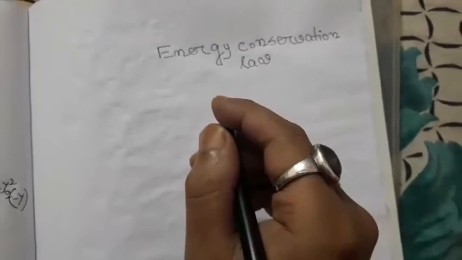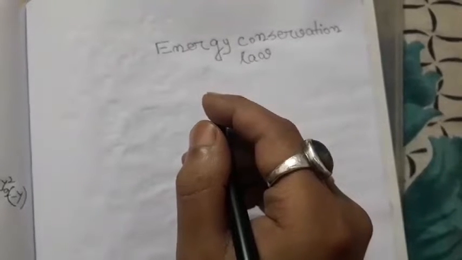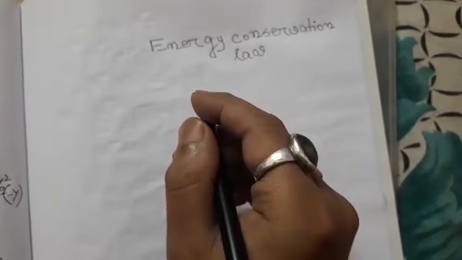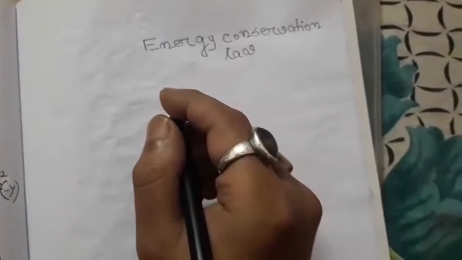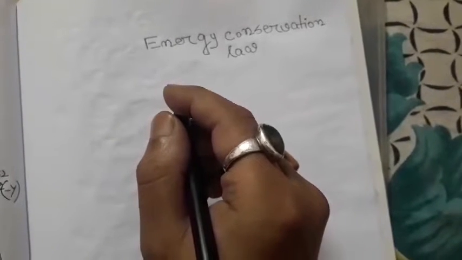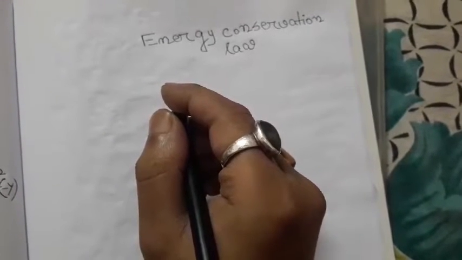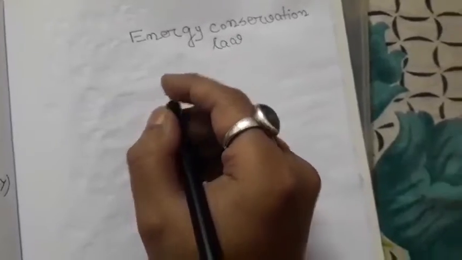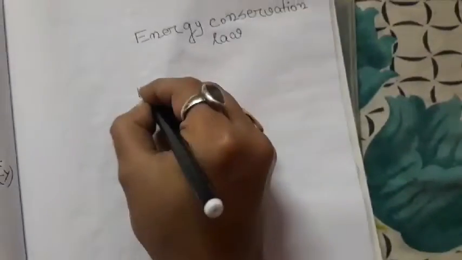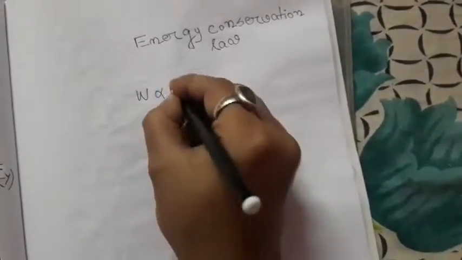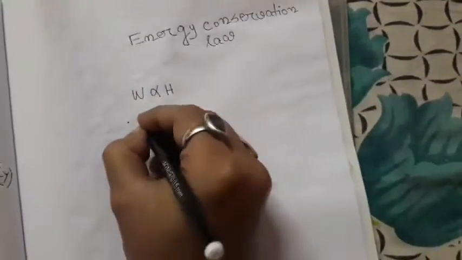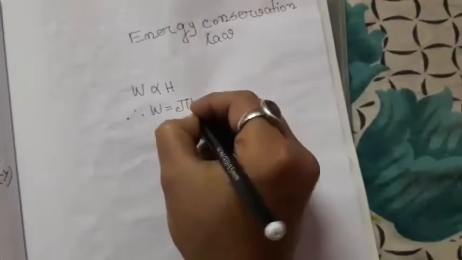Now, we know that whenever heat energy is converted into work or work is converted into heat, the amount of work done is proportional to heat. That is, W is proportional to H, from which we can write W equal to JH. What is J? J is nothing but the mechanical equivalent of heat.